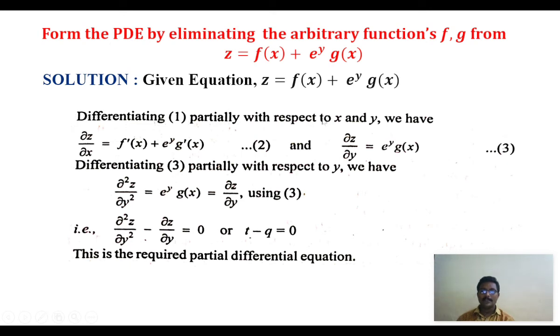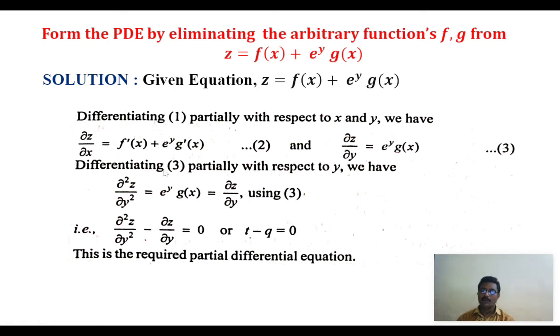Differentiating the given equation partially with respect to x and y, we get dou z by dou x: the derivative of f of x is f dash of x, e power y is kept silent because we are differentiating partially with respect to x, and the derivative of g of x is g dash of x. Let it be equation 2. And z differentiated partially with respect to y gives dou z by dou y: the derivative of f of x is 0, the derivative of e power y is e power y, and g of x is kept silent because we are differentiating partially with respect to y. Let it be equation 3.